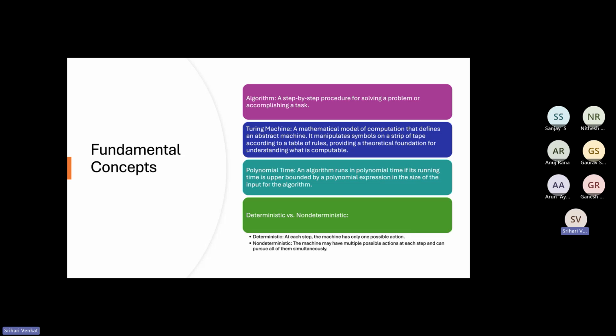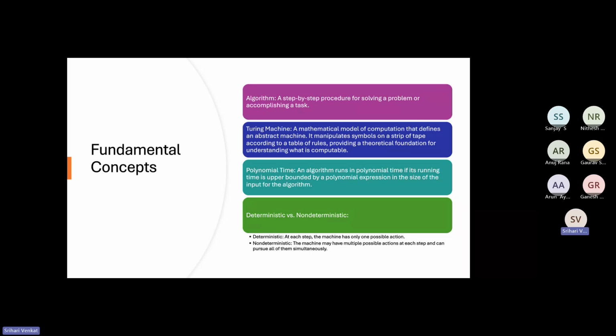But in order to understand these techniques and why we have to apply them, first I will introduce you to the fundamental concepts of computationally solving a problem. So the first thing is algorithm. An algorithm is a step-by-step procedure for solving a problem. And the second thing is a Turing machine. The Turing machine is an abstract machine. So basically, it involves manipulating an infinite strip according to some table of rules.